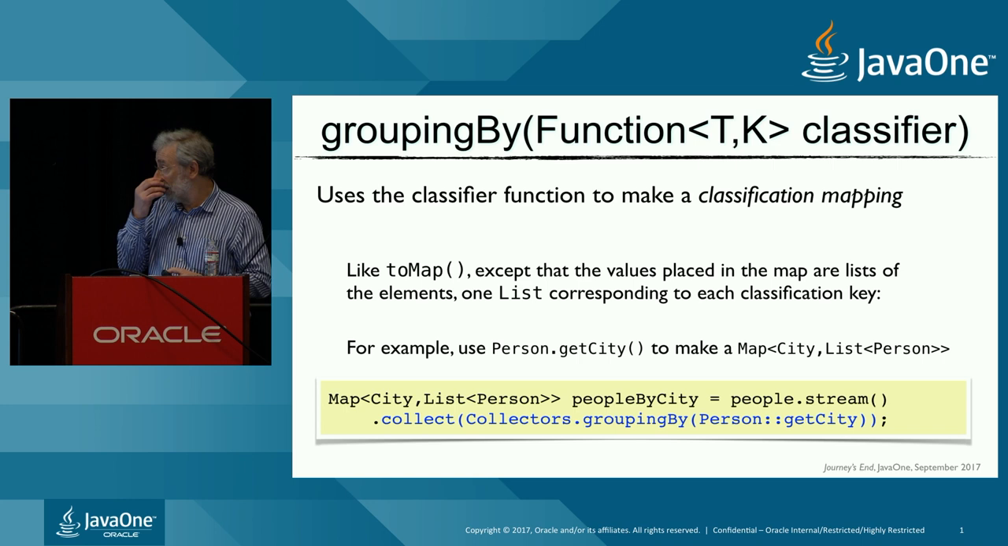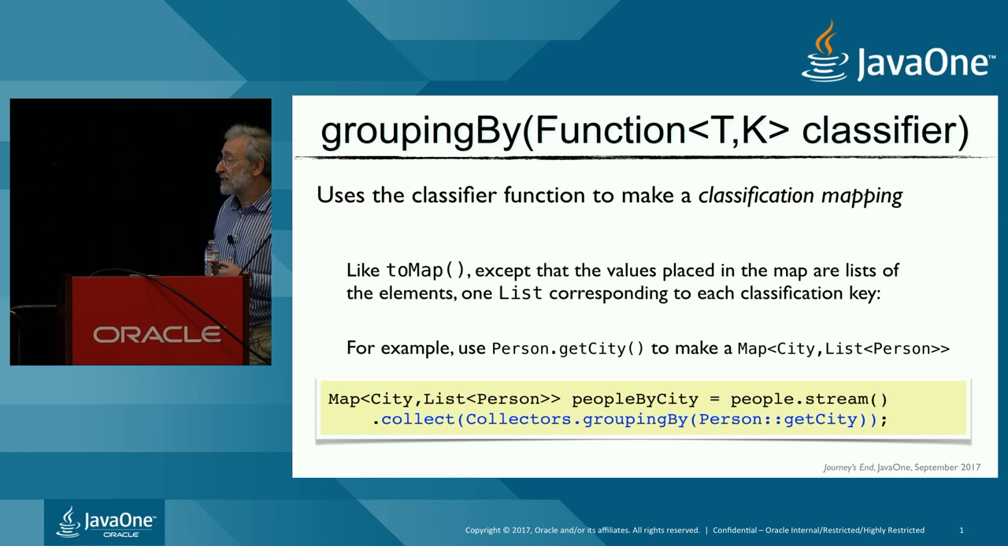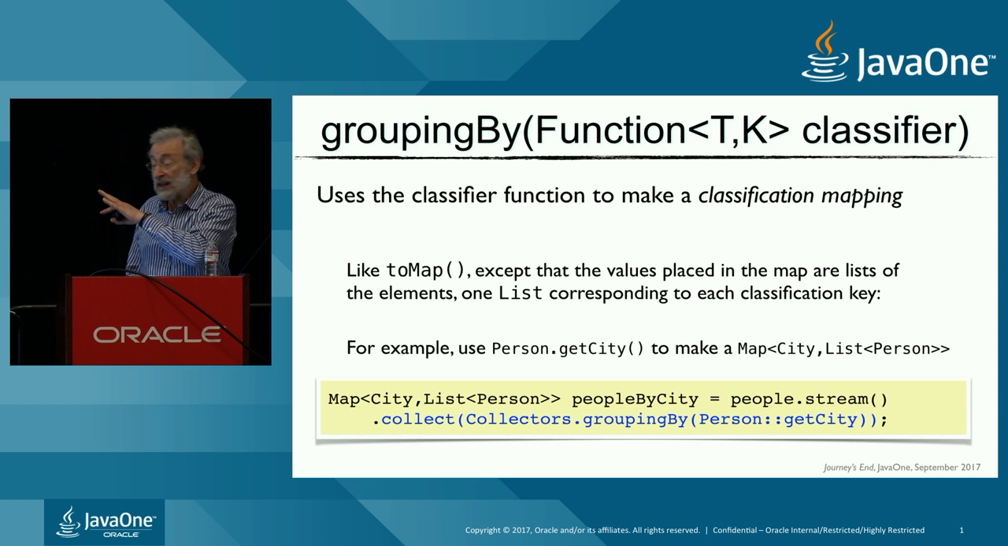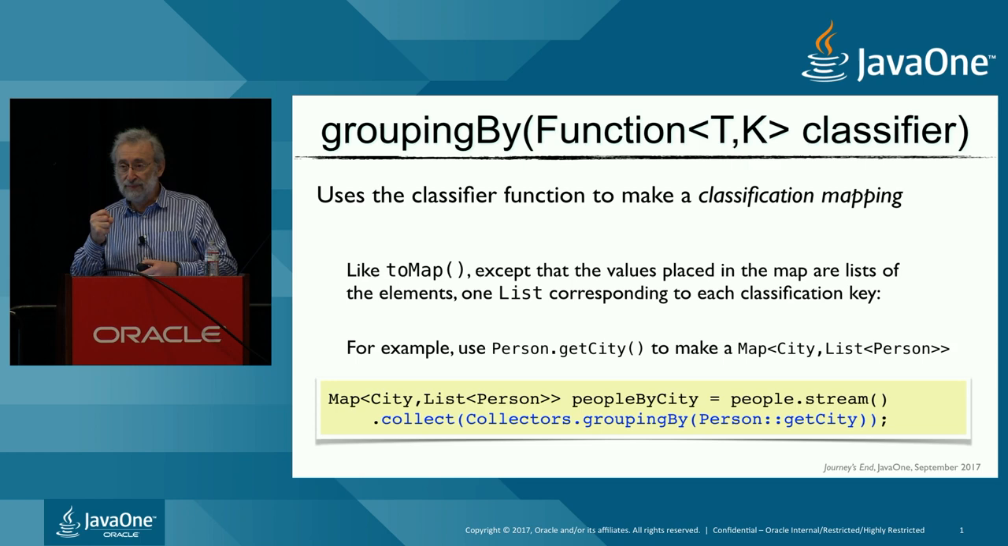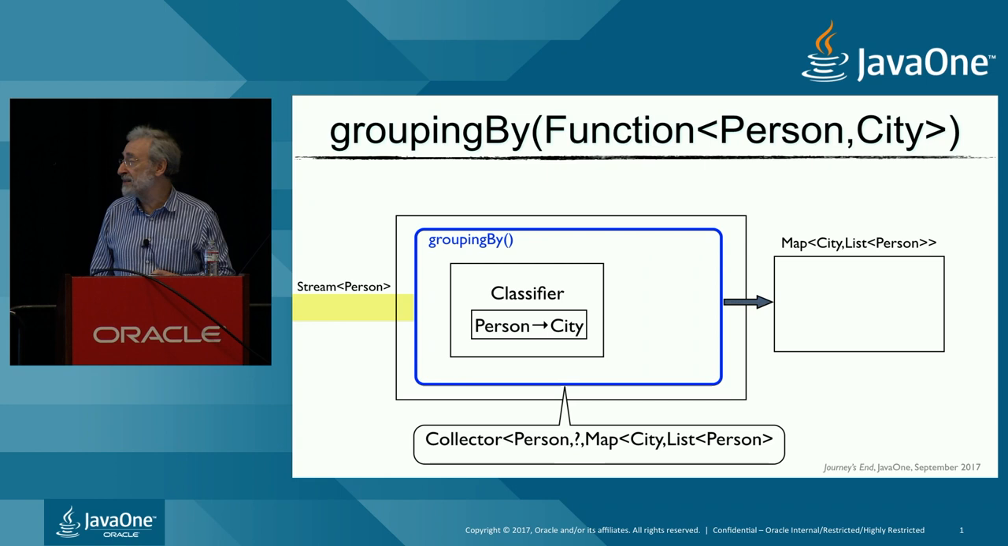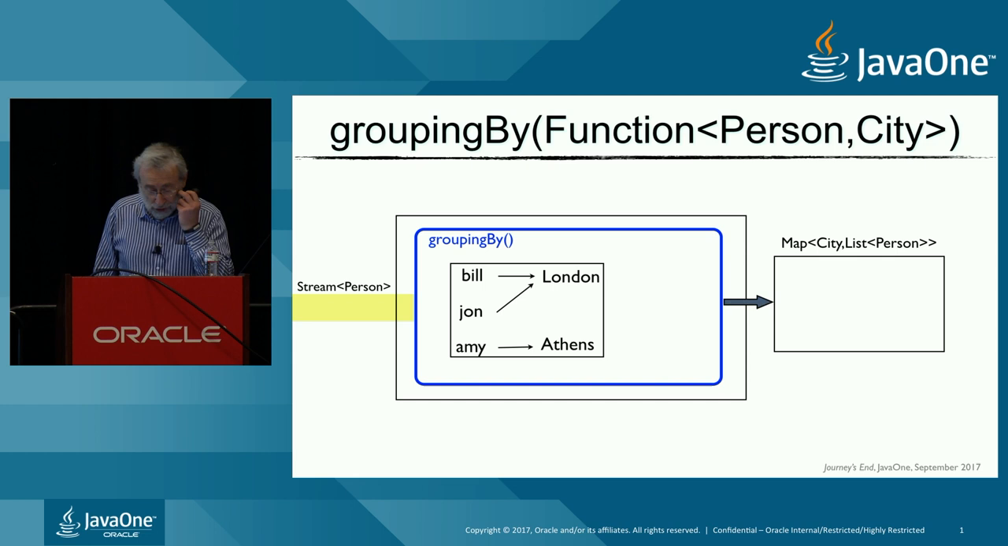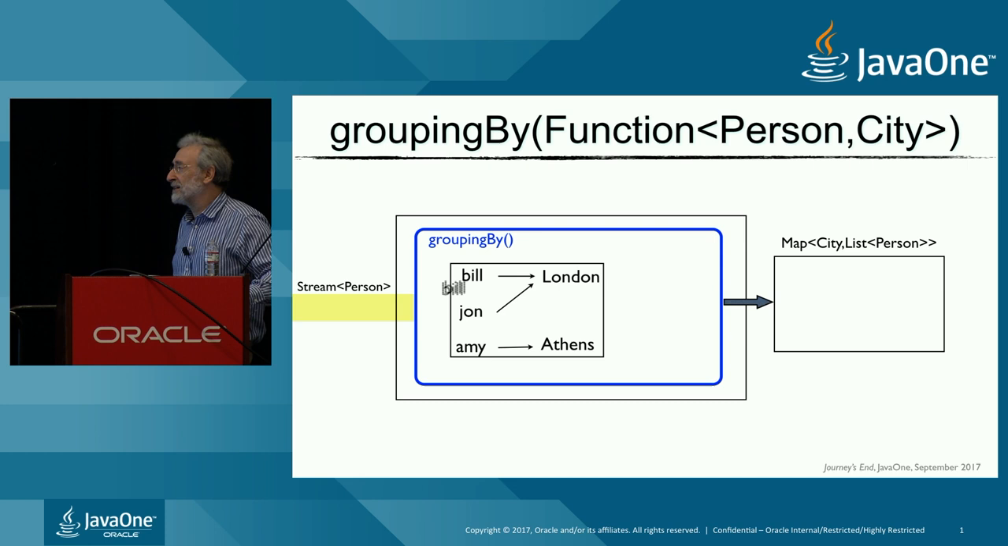And the code for doing that would look like what you see at the bottom there: people.stream collect Collectors.groupingBy, and that means that we're going to apply that method, person get city, to each person object as it comes through, and then we're going to use the result as a key, and we're going to take the person object and add it to a list of persons that correspond to that. So here's how that's going to work in an animation. So Bill and John live in London, and Amy lives in Athens now. They're moving about, these people.